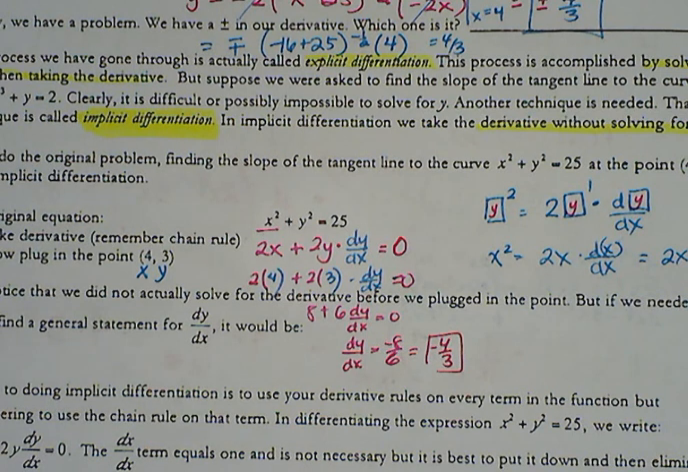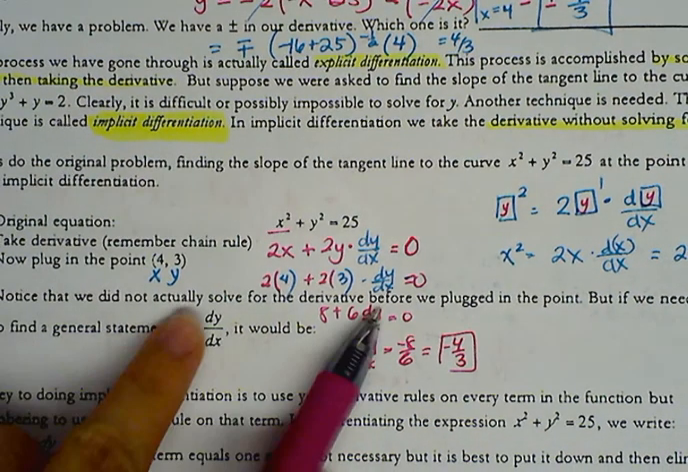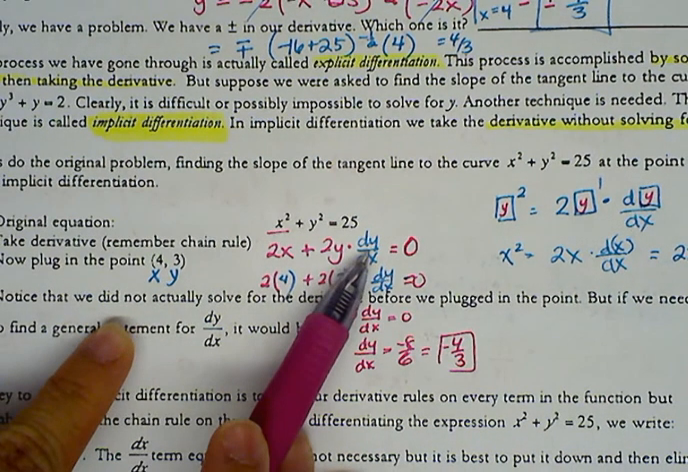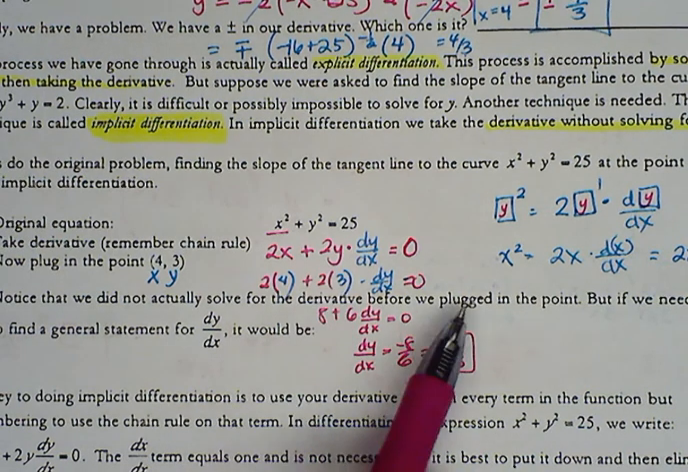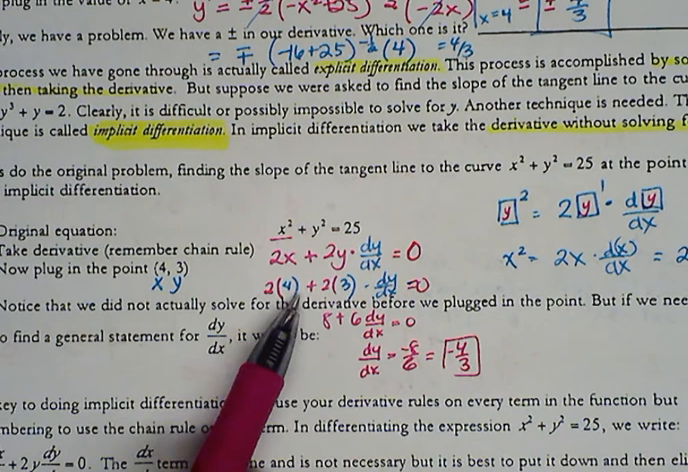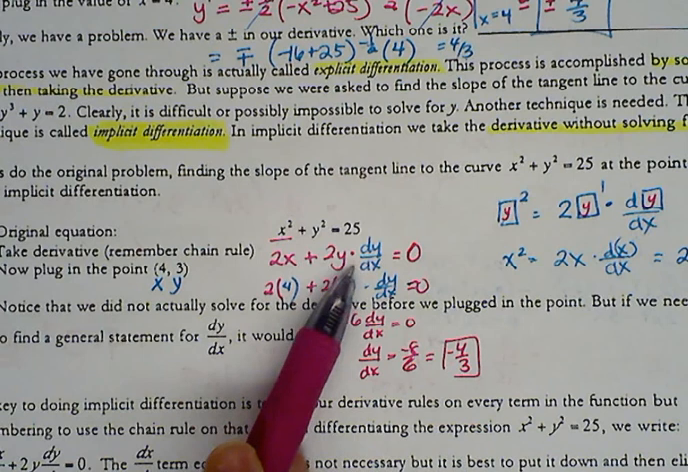Okay, so hold on. It says, notice that we did not actually solve for the derivative. dy dx is the derivative of the function y, right? We didn't actually solve for it before we plugged in. We just started plugging in, and that's okay, because at this point, to find this, you just need to know what x and y are, and we already have an x and y. So we plugged in right there.